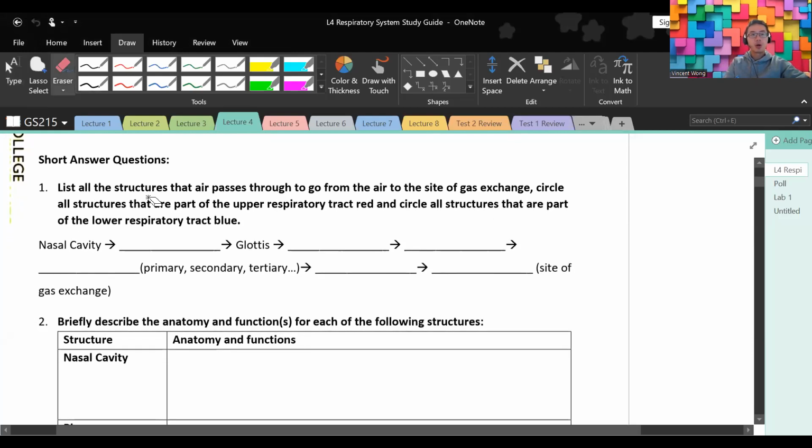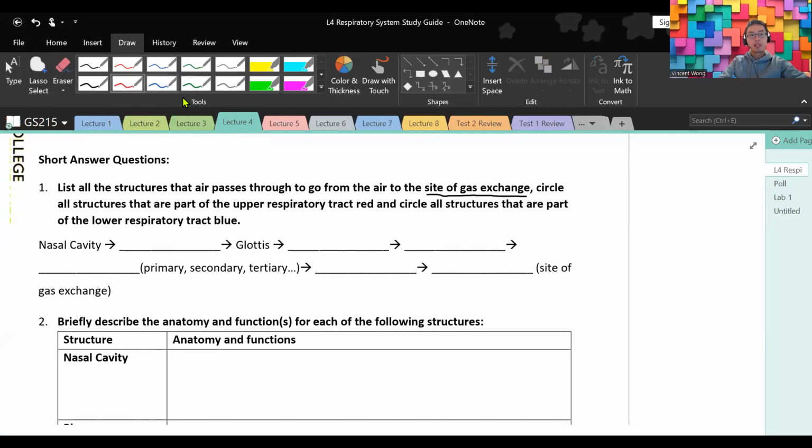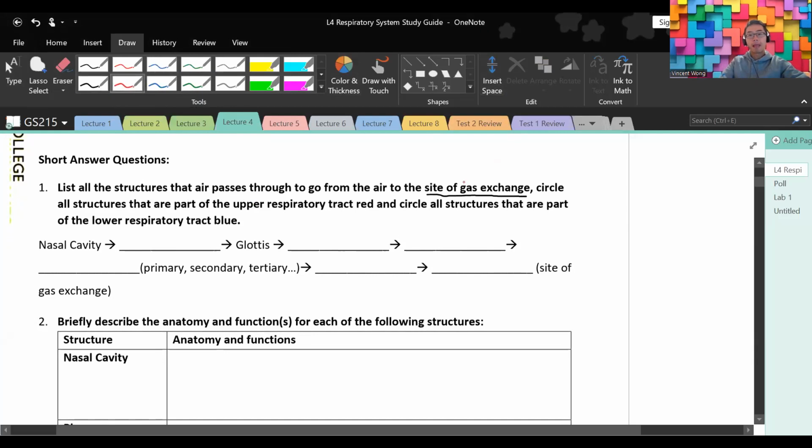So first part here, list all the structures that air passes through to go from the air to the site of gas exchange. Okay, so site of gas exchange here, that's where the oxygen is going to go in your blood and the carbon dioxide is going to go out of your blood. And this happens at the alveoli. Okay, alveoli.